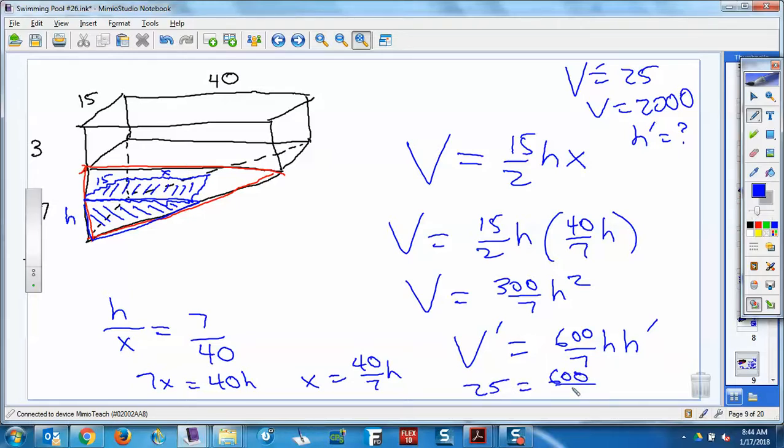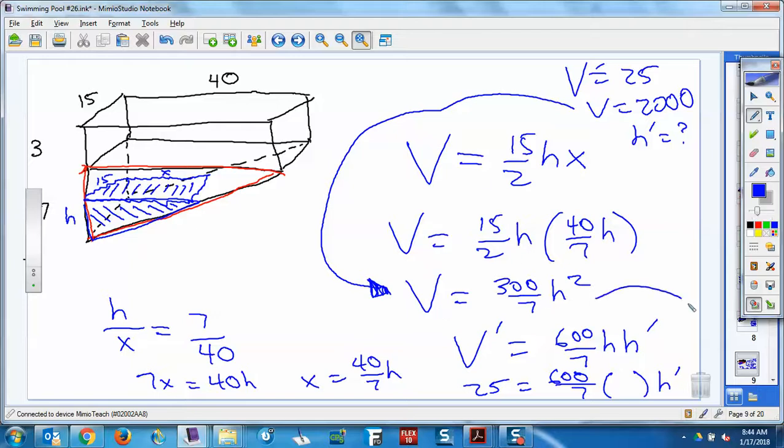I think I did this okay. I'm going too fast. I might have made a mistake. How are we going to get h? Well, we're going to take 2000 and put it right there, and that's going to give us, then we can solve that for h. And then we will take that and put it down there. And then we'll get our h one.